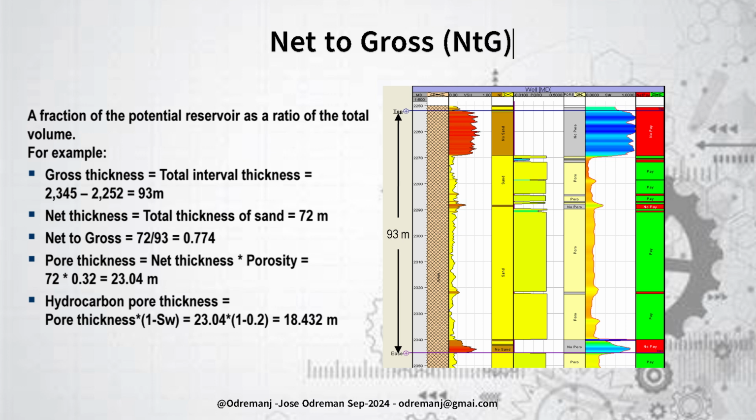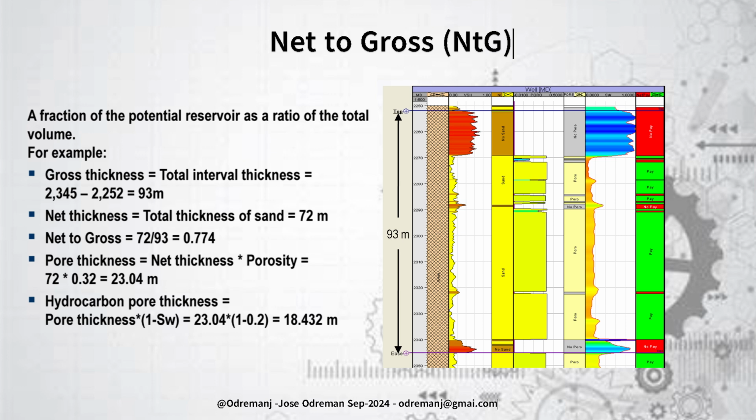Step 4. Pore thickness calculation. Pore thickness is calculated by multiplying the net thickness by the porosity. If the porosity is 32%, then pore thickness is equal to 72 times 0.32, which equals 23.04 meters.